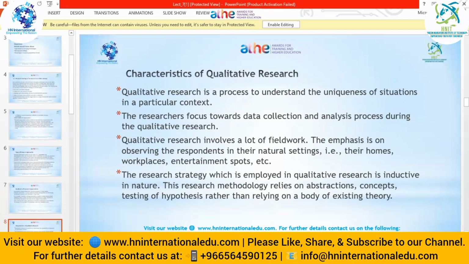Qualitative research involves a lot of field work. The emphasis is on observing the respondents in their natural settings, their homes, workplace, entertainment, sports, etc. Now we have to check the quality of that product everywhere. Like we want to make that device a friendly device, a portable device that can be carried everywhere. Now what will be its quality everywhere, at home, at work, at entertainment? That is the main example of a mobile phone.